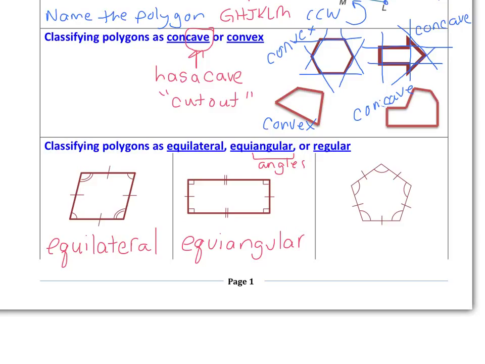And finally, regular means both equilateral and equiangular. So I'm going to write that down. Equilateral and equiangular. So in this figure, it happens to be a pentagon, 5 sides. We're going to talk about that. And you can see in the figure all 5 angles have a single arc, so they're being shown to be congruent. All 5 sides have a single slash mark, so they're being shown to be equal measure or congruent. Therefore, both equilateral and equiangular, we would call that regular. So this would be a regular pentagon.